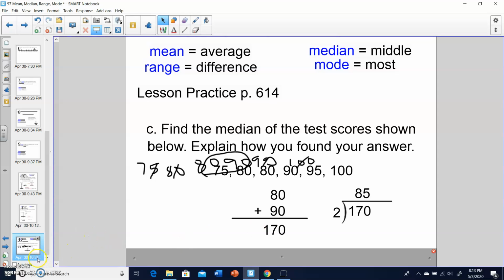Okay, so you may go ahead and do your reteaching for lesson 97 and the 30 questions for this lesson. And then submit the 30 questions by Monday. All right, good luck.